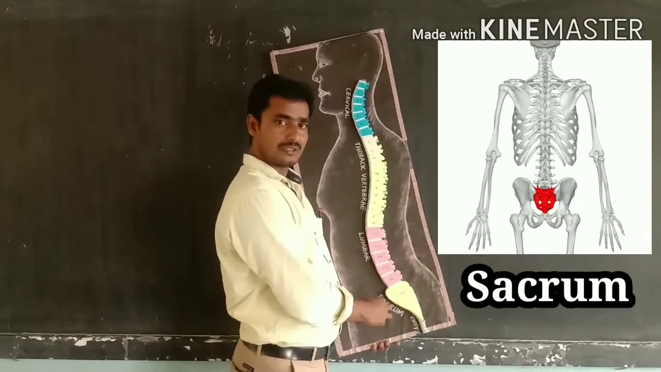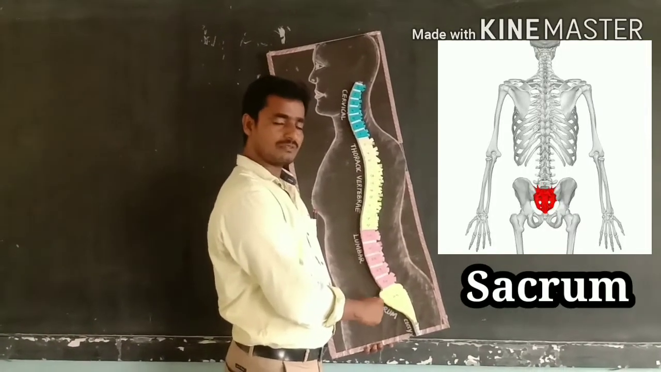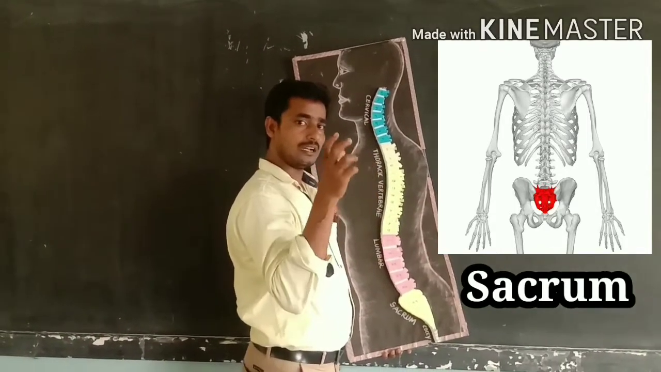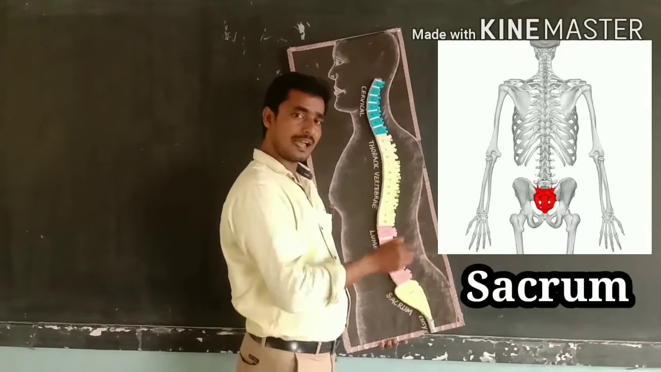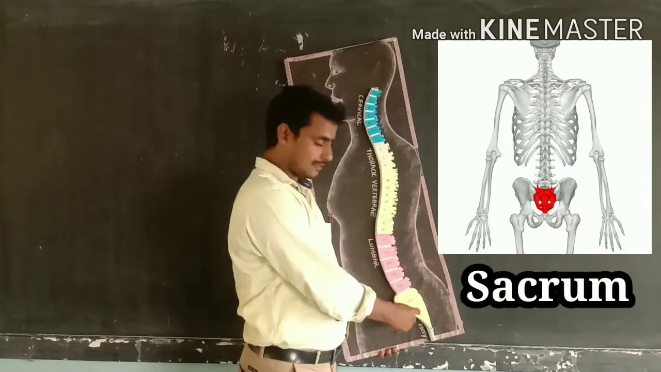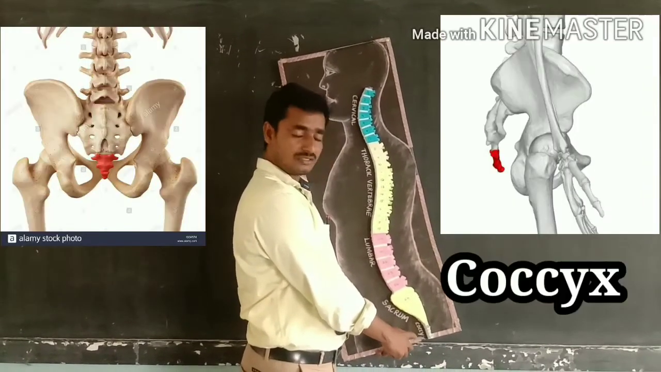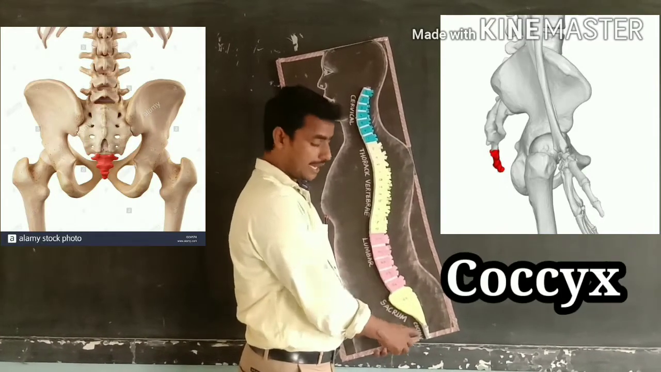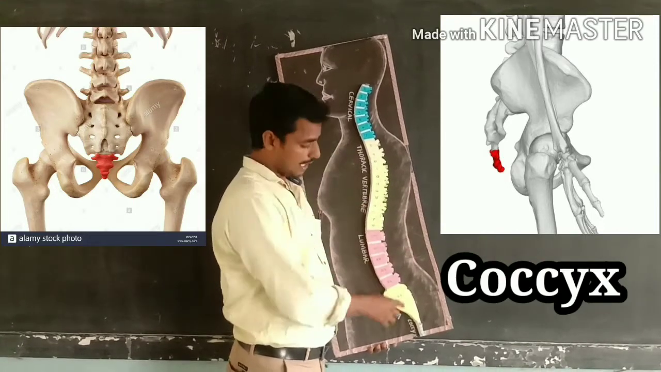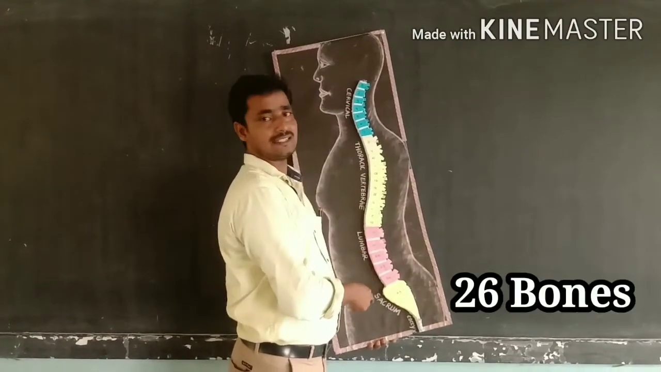Then there is the sacrum. In the sacral vertebrae we initially have 5 bones, which are now fused together as a single bone called sacrum. Then the coccygeal vertebrae have 4 bones, which are fused together and form a single bone called coccyx. So totally we have 26 bones now.